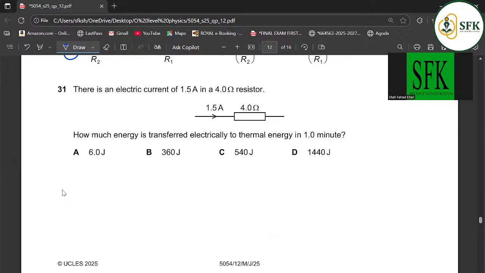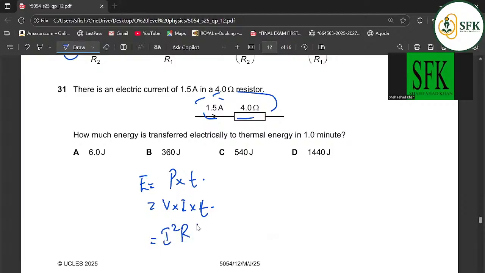An electric current of 1.5 ampere flows through a 4 ohm resistor. How much energy is transferred in 1 minute? Energy equals power times time. Power is voltage times current, or any other formula that works. In this case, it's I squared R, so we can use I squared R times T. Current is 1.5 squared times 4 times T, which is 1 times 60, because a minute needs to be converted to seconds. So 60 times 4 times 1.5 times 1.5 is 540.